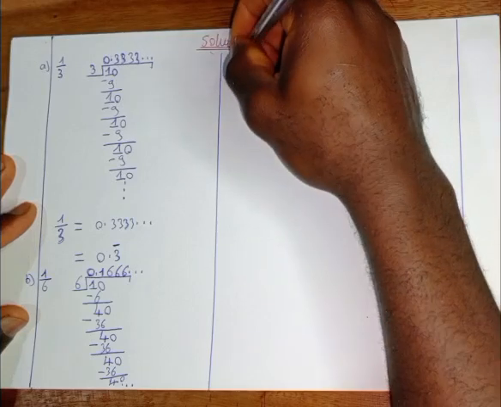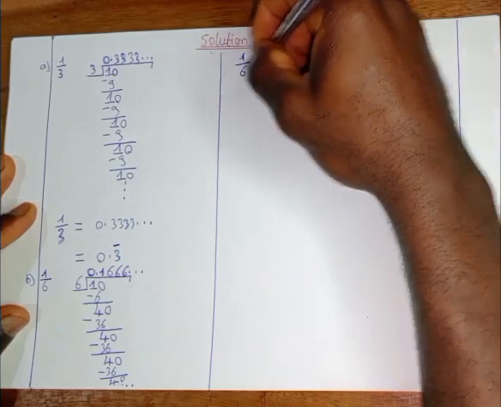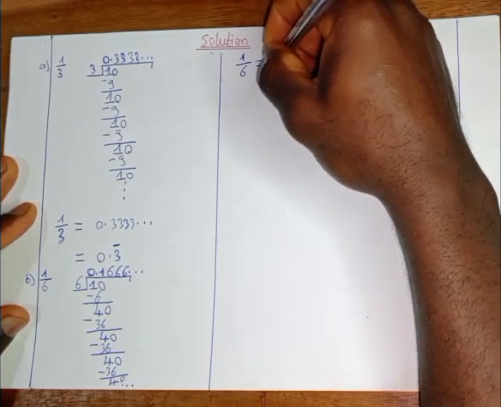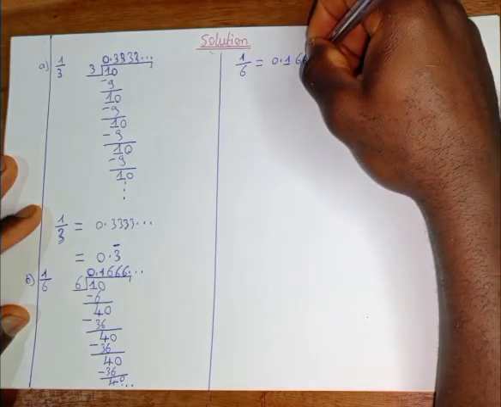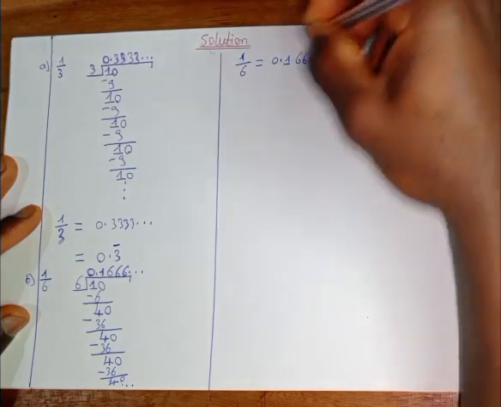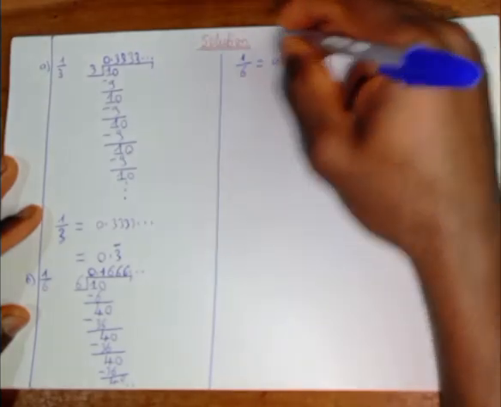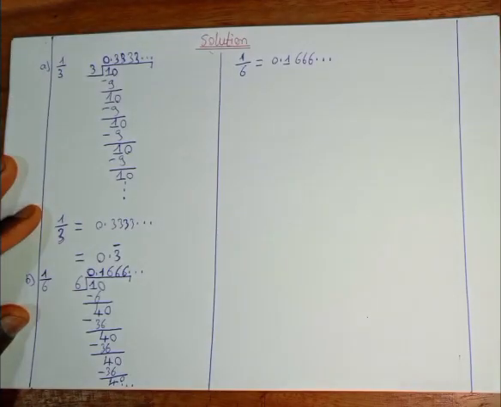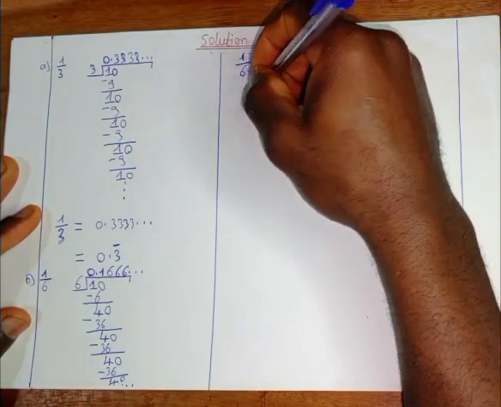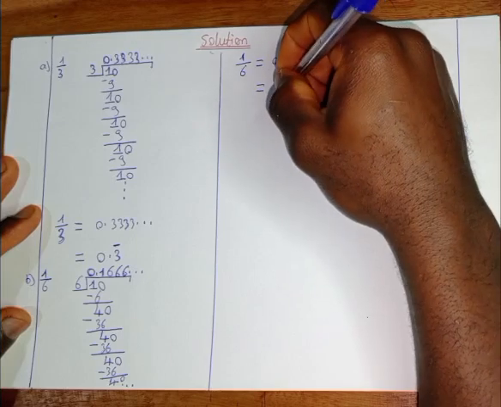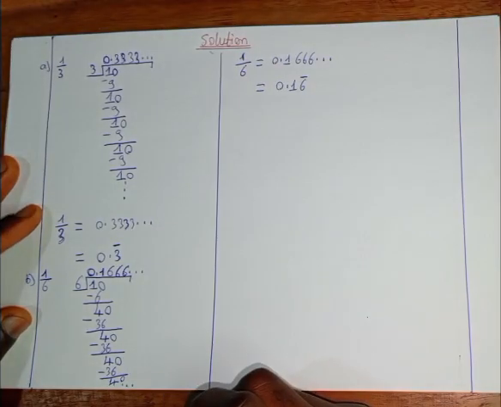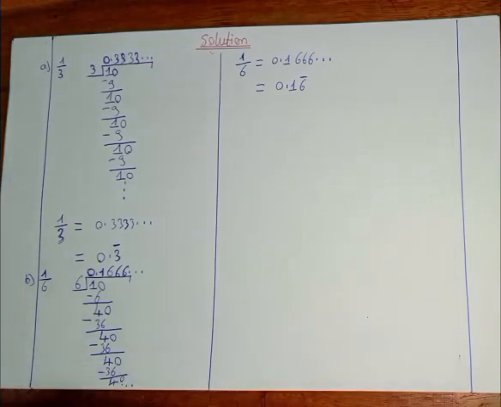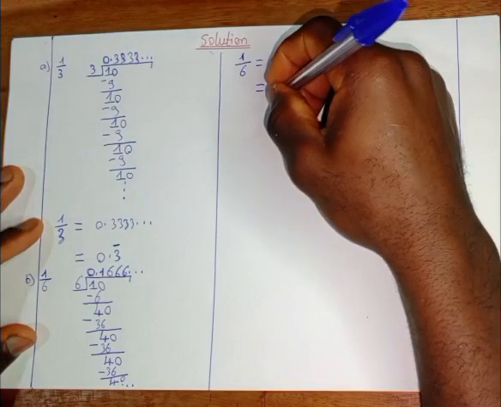So this will give us 1/6 equal to 0.1666 with 3 dots. Instead of putting these 3 dots, we identify the digit which is repeating. Then we place a bar over it. So this will give us 0.16 with a bar above the 6. It simply means the digit 6 is repeating. And this is the answer.